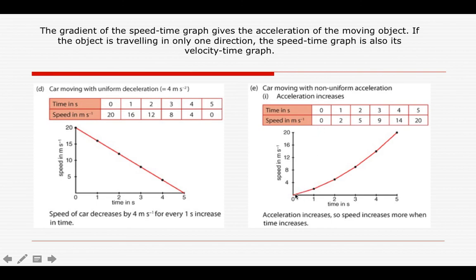Now again, in this case, if you have a curve like this, you realize that as the time is increasing, the speed is increasing. For 0 to 1, it was just 2, and for 1 to 2, it is from 2 to 5. So the speed is increasing. So you got a curve like this. It means that the acceleration increases.